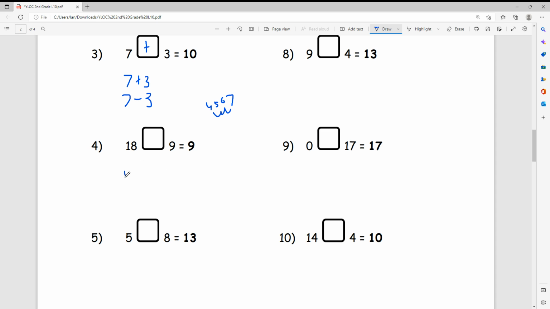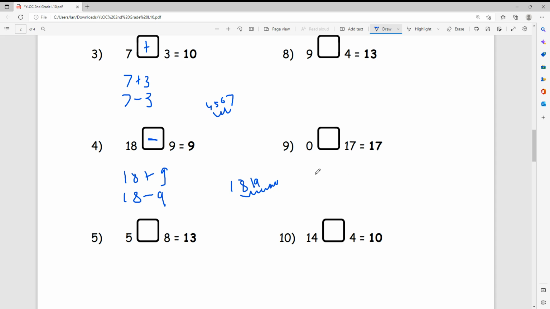Let's do 18 plus 9, or 18 minus 9. So if we count up, if we go 1, 2, 3, 4, 5, 6, 7, 9, and we count up, it would go 19, 20, and keep on going up, and it wouldn't equal 9 here. So it would just be subtraction.